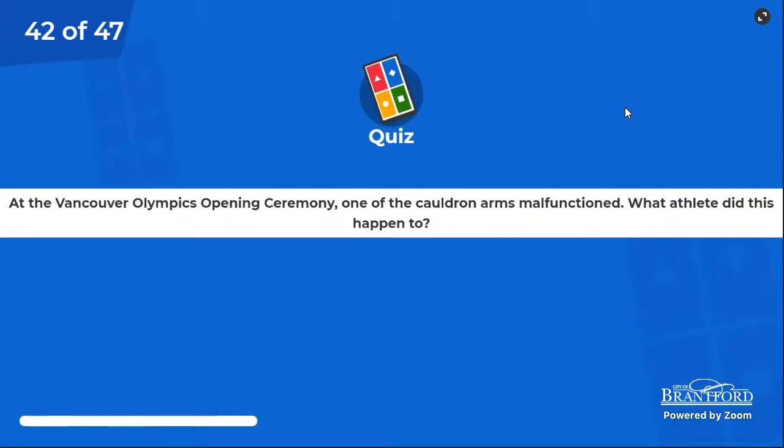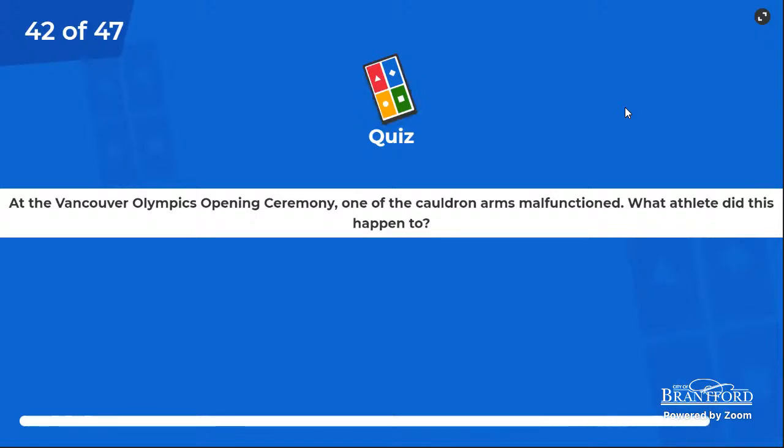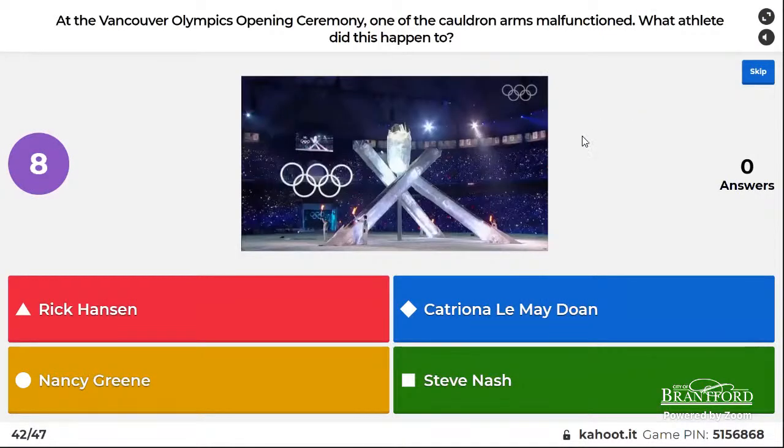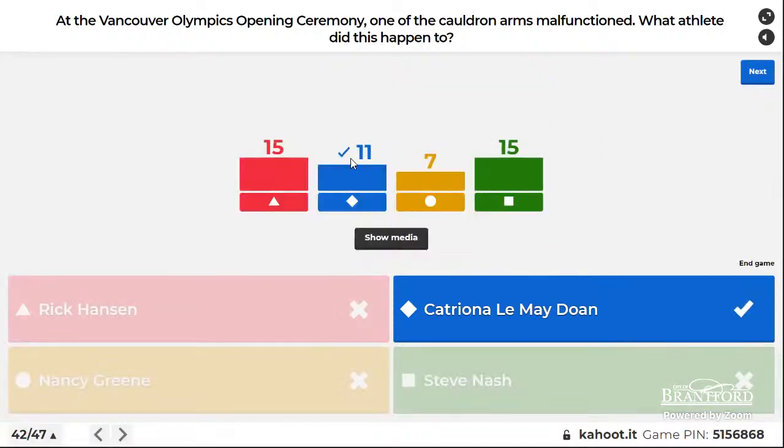At the Vancouver Olympics, in the opening ceremonies, one of the cauldron arms malfunctioned. What athlete did this happen to? Rick Hansen, Catriona Le May Doan, Nancy Greene, or Steve Nash? So it was one of those embarrassing moments that did happen at the spectacular ceremony. But it happened to Catriona Le May Doan.